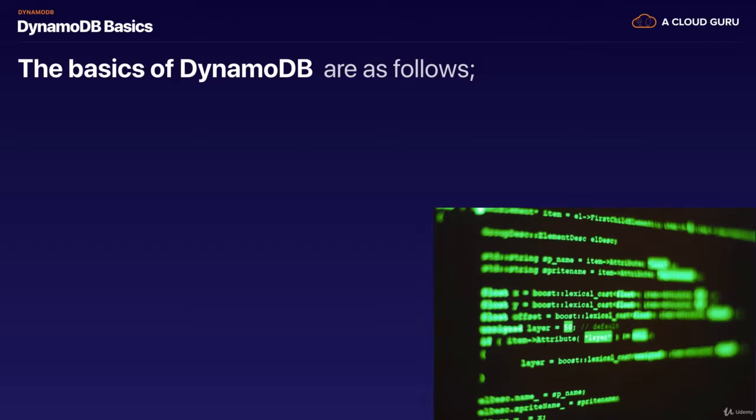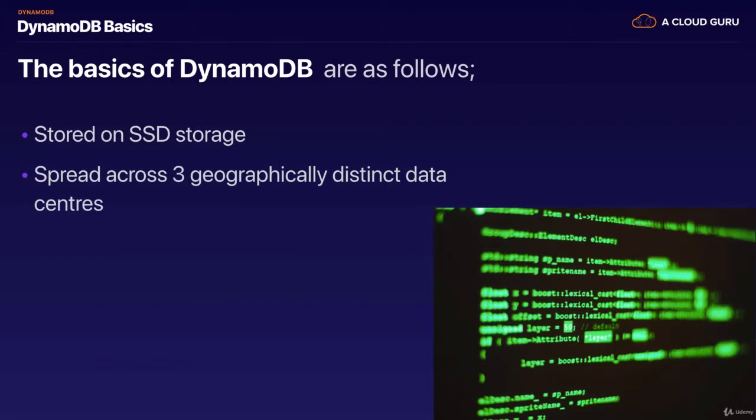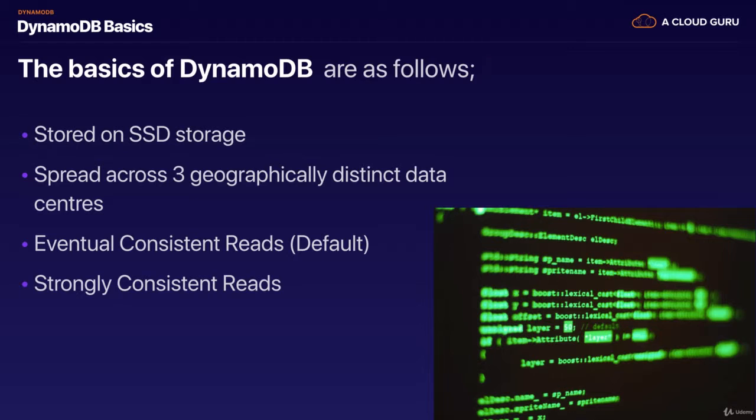So the basics of DynamoDB are as follows. It's stored on SSD storage, so that's why it is so fast. It's spread across 3 different geographically distinct data centers, so you're going to always have redundancy. And then it's got 2 different types of read models. So we've got eventually consistent reads, which is what you're going to get by default. And then we also have strongly consistent reads.